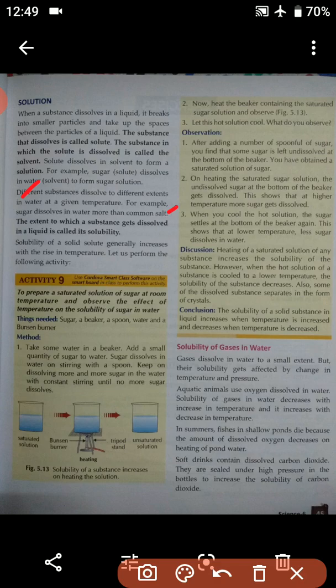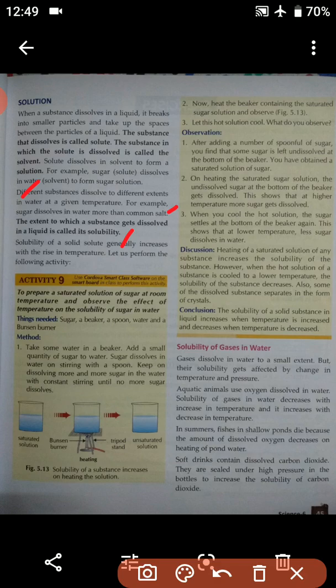The extent to which a substance gets dissolved in a liquid is called solubility. So the extent to which a substance dissolves in a liquid, that will be known as solubility. That means the extent to which the substance gets dissolved. Okay, completely dissolved or partially dissolved in a liquid, that is known as solubility.